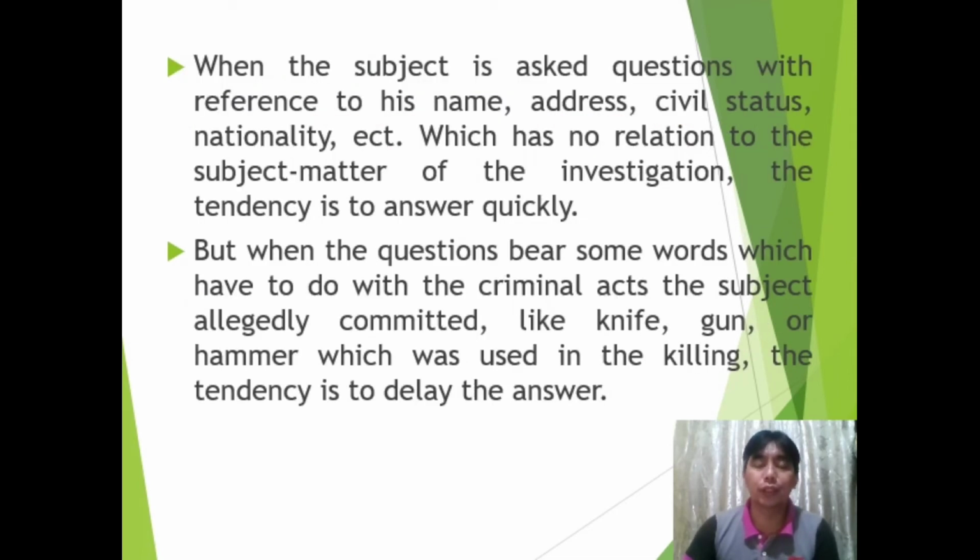Okay, and then further explanation when the subject is asked questions with reference to his name, address. So these are examples of irrelevant or non-stimulus. So you have to ask like, are you single? Are you living in Trinidad? Are you a Filipino? So these are non-stimulus or irrelevant questions, and then it is expected that they will respond quickly. That when the stimulus question is asked and they tend to be guilty, then it is expected that their response is slower.